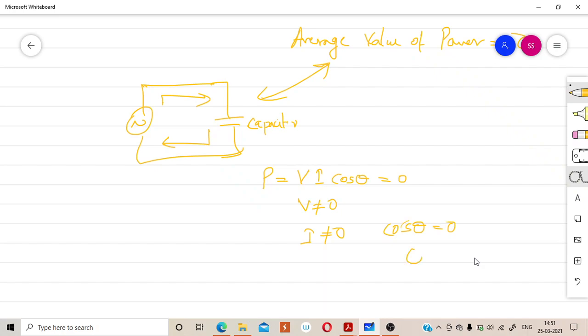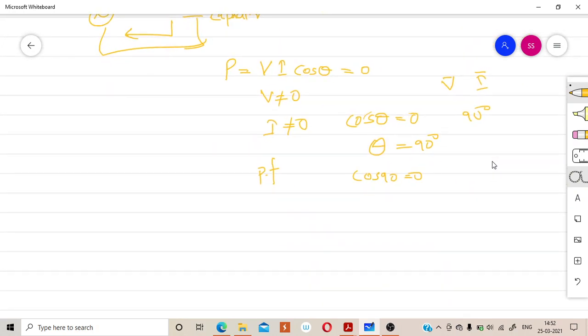So cos theta equal to 0, where theta is the phase angle between the V phasor and the I phasor. We have seen that it is 90 degree. So theta is equal to 90 degree, and cos 90 equals 0. So the power factor PF in a pure capacitive AC circuit will be 0. We call it zero power factor, ZPF.